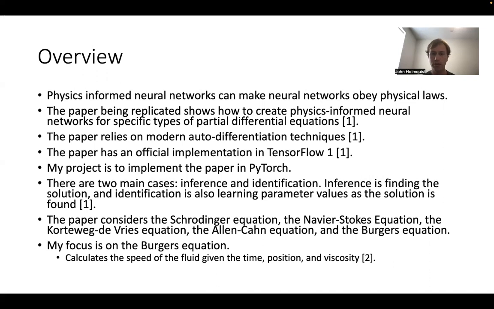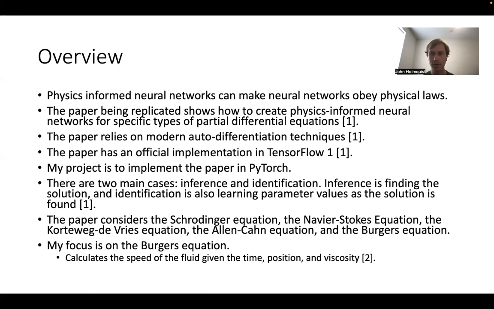In this paper, there are two main cases: inference and identification. Inference is finding the solution, and identification is finding the solution but also learning parameter values while the solution is found. This paper considers the Schrodinger equation, the Navier-Stokes equation, the Korteweg-de Vries equation, the Allen-Cahn equation, and the Burgers equation. The Burgers equation is the simplest and the smallest, so it's the easiest to train.